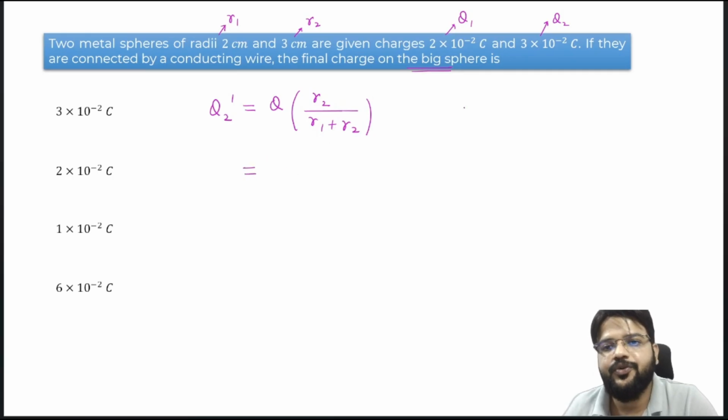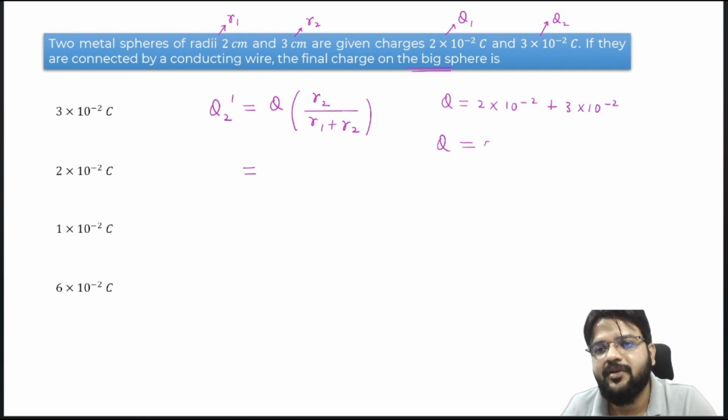Now what is the value of Q? Q is the total charge. So how much is the total charge, everyone? Q1 is 2 into 10 raised to minus 2, and Q2 is 3 into 10 raised to minus 2. So add both, then you will get the total charge. And how much is it? 2 plus 3, it is 5. 5 into 10 raised to minus 2 coulomb. This is the total charge. So 5 into 10 raised to minus 2.